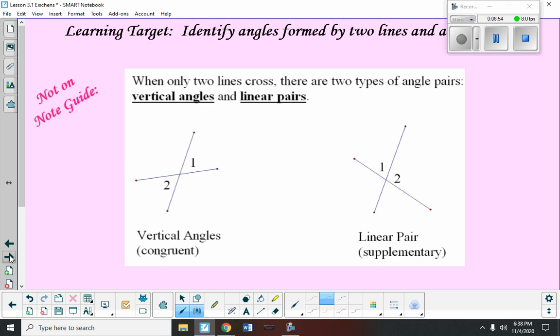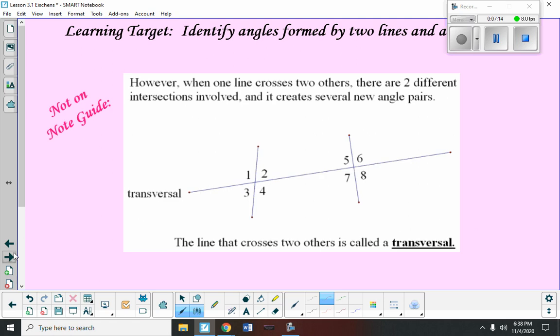All right, next, this is not on your note guide, but just a reminder here: when only two lines cross, there are two types of angle pairs. Vertical angles, like angle 1 and angle 2 here, are congruent, which means their measures are equal. And linear pairs, like angle 1 plus angle 2, add up to 180. They are supplementary.